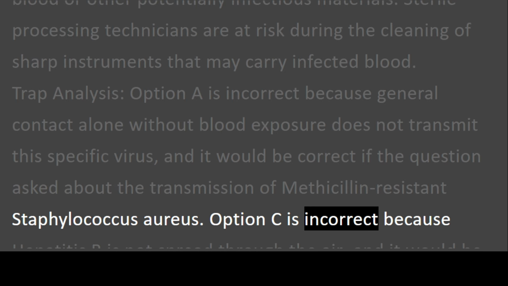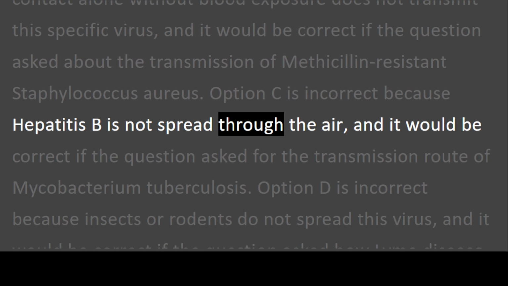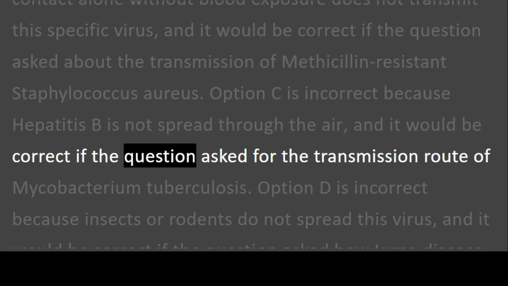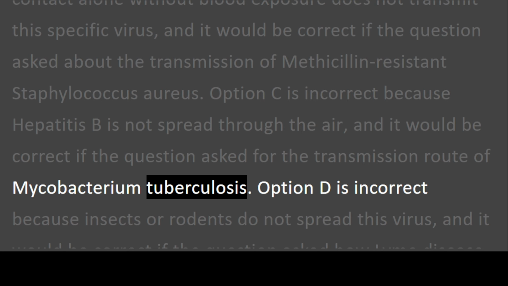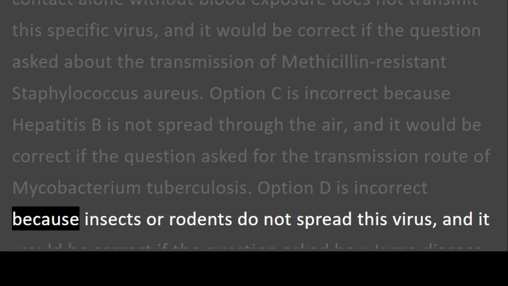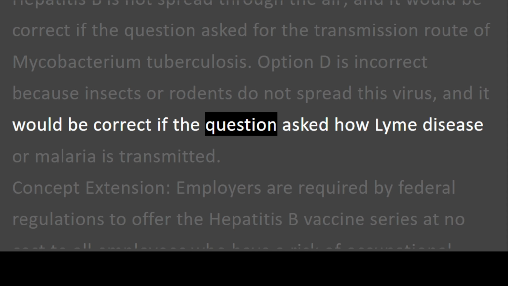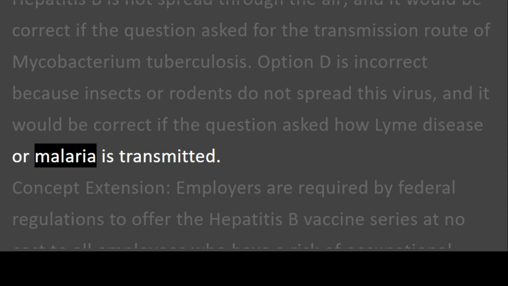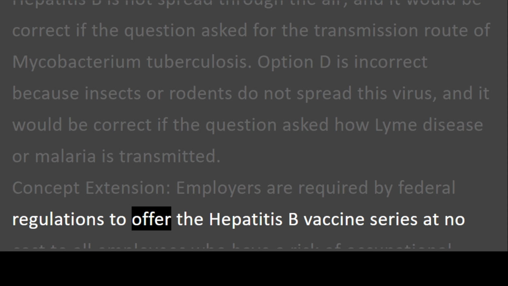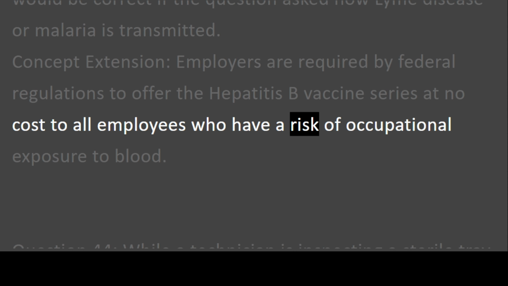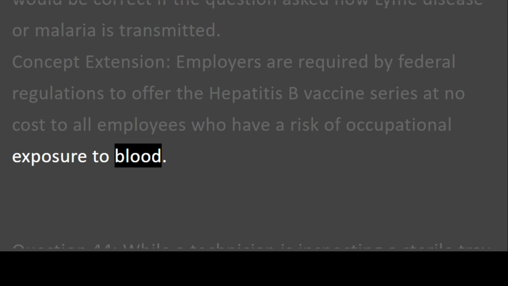Option C is incorrect because hepatitis B is not spread through the air, and it would be correct if the question asked for the transmission route of Mycobacterium tuberculosis. Option D is incorrect because insects or rodents do not spread this virus, and it would be correct if the question asked how Lyme disease or malaria is transmitted. Concept extension. Employers are required by federal regulations to offer the hepatitis B vaccine series at no cost to all employees who have a risk of occupational exposure to blood.